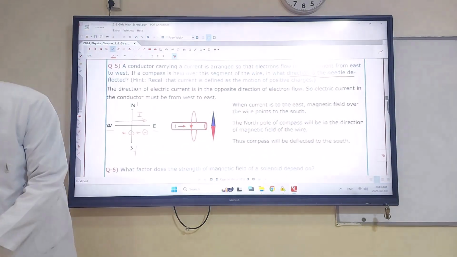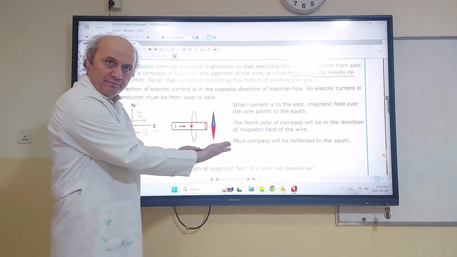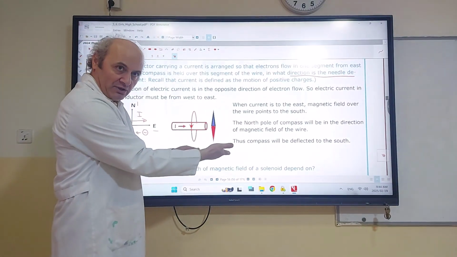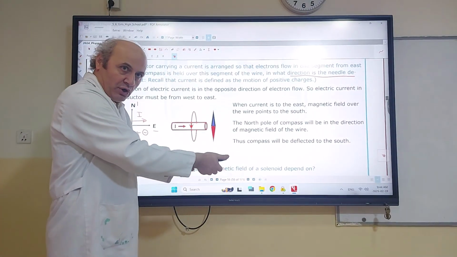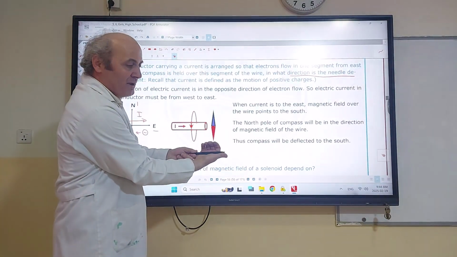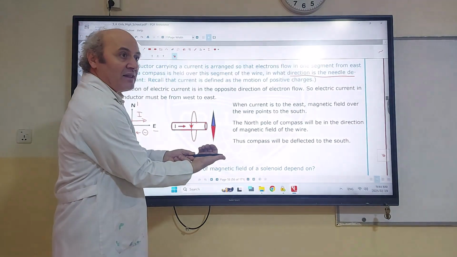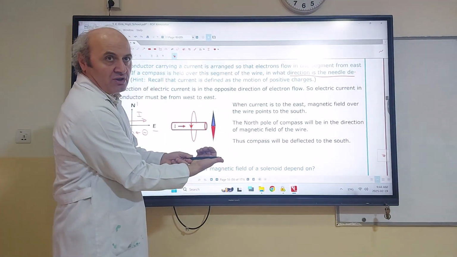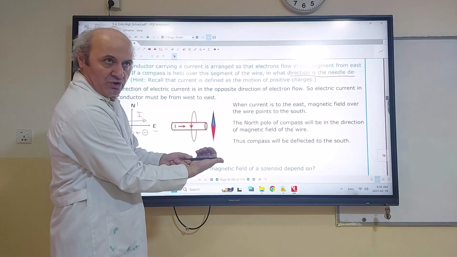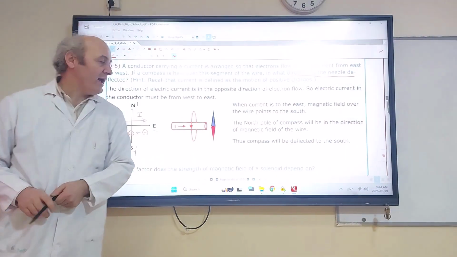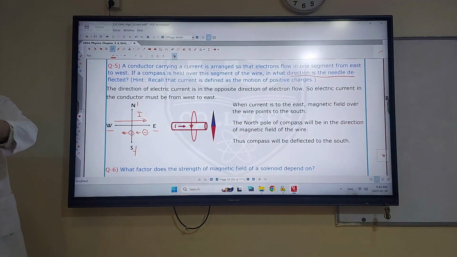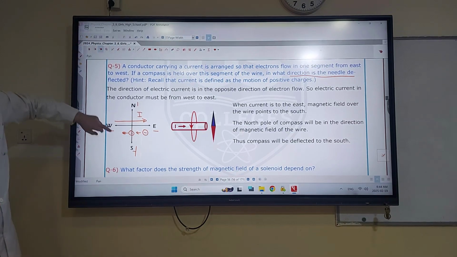So we are going to put the conductor in our palm. The thumb is the electric current direction, which is east. Curl your fingers until they stay over the conductor. Then which direction do the fingernails point? South of your page, okay? So this is the answer to question number 5 in the classroom. In the previous lesson, we did this several times.